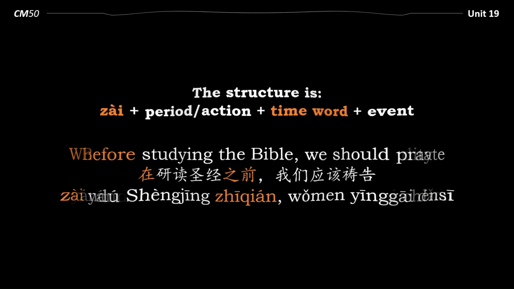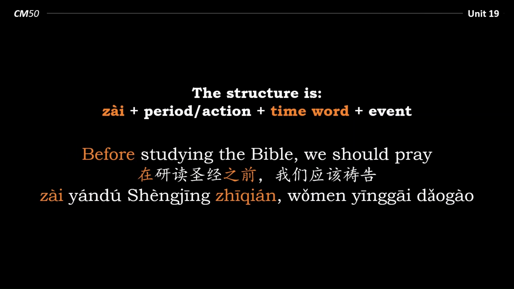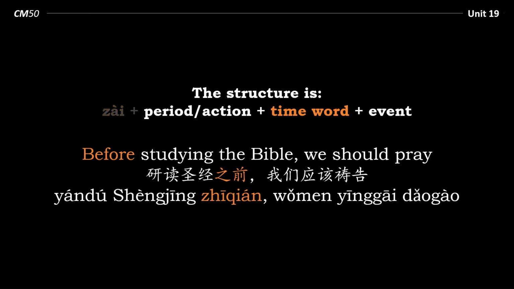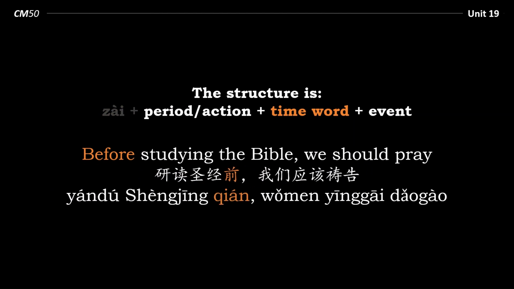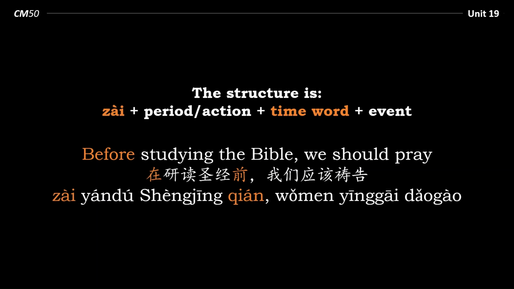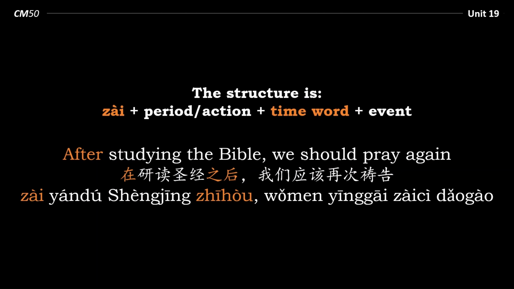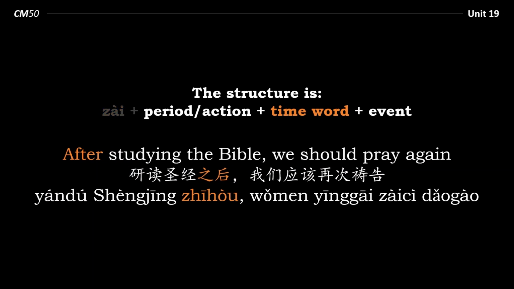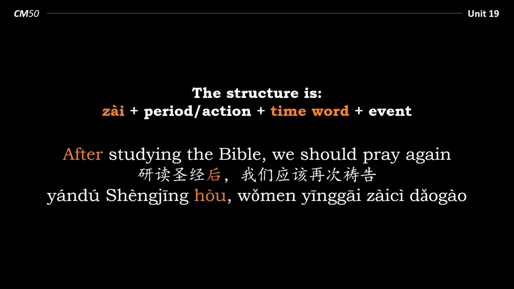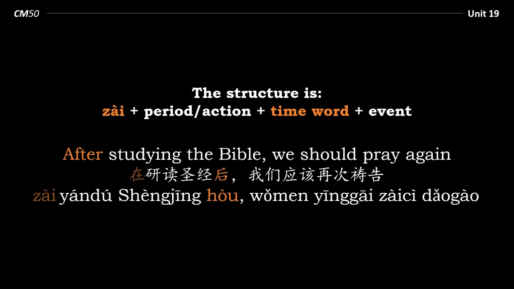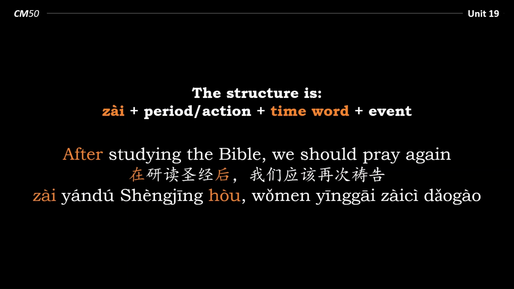The same goes with 在研读圣经之前. We can omit 在: 研读圣经之前. We can abbreviate 之前 to 前: 研读圣经前, and we can bring back in 在研读圣经前. And finally, similarly with 之后, we can omit 在 and say 研读圣经之后 or 研读圣经后. Bring back in 在研读圣经后. Now, as mentioned, all of these configurations are acceptable and grammatically correct, and it's just down to which one you prefer and which one you find easier.